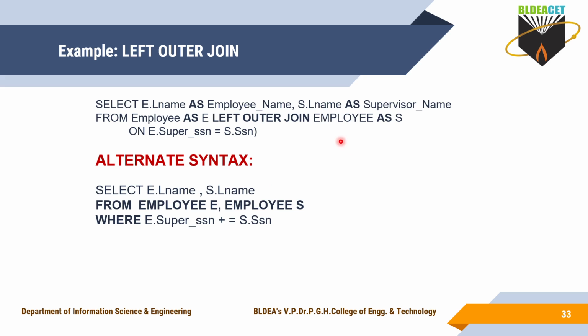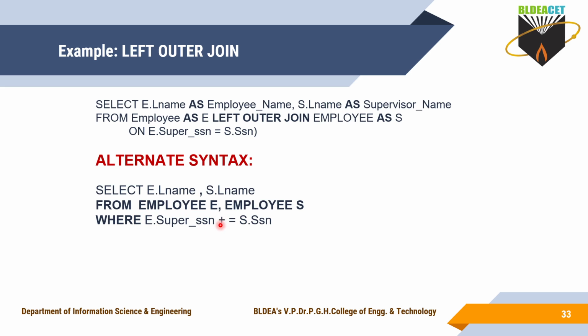The same thing you can write in one more way. This is one more way of writing the left outer join. Select E dot L name, S dot L name from employee E and from employee S. It is not necessary to use the keyword AS also. Directly if you take employee's place, E is the alias for this employee, and S is the alias for this employee. And the where condition is what? E dot super SSN plus and equal S dot SSN. So this is very simple.